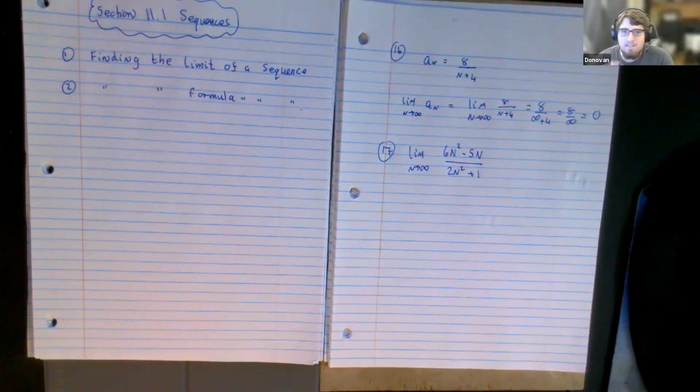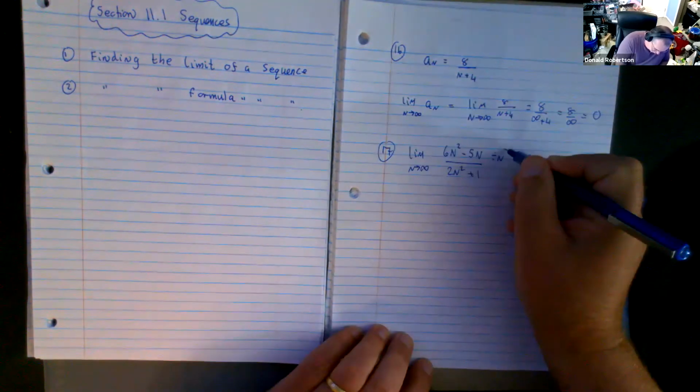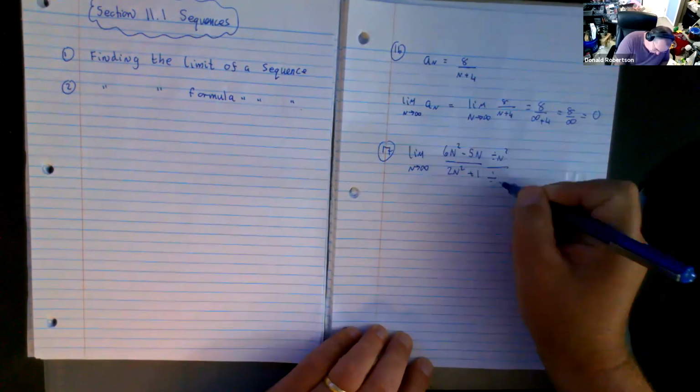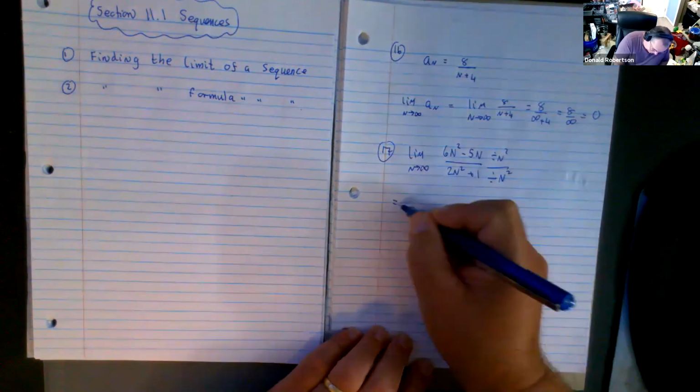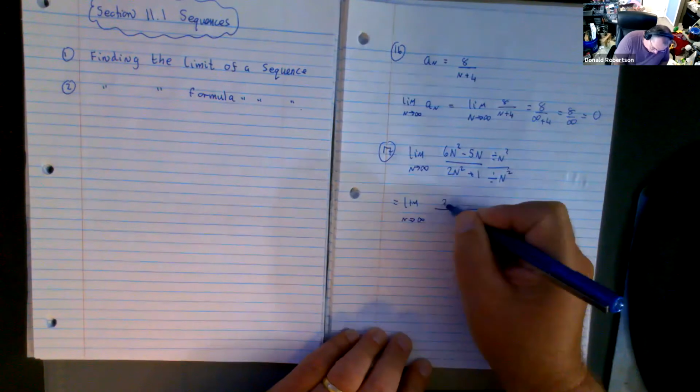Divide by a power of n. Yeah, I would do that. Not that L'Hopital's is wrong, because it's not. I would just choose this method because I think it's cleaner. 3 minus 5 over n, 2 plus 1 over n.